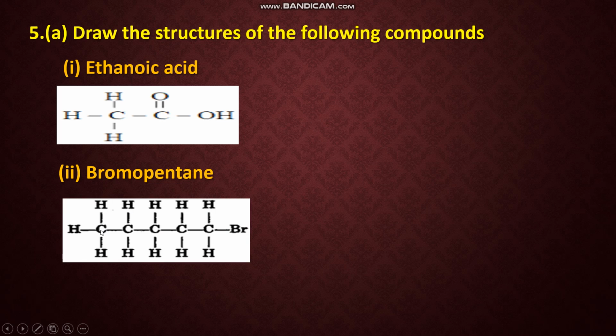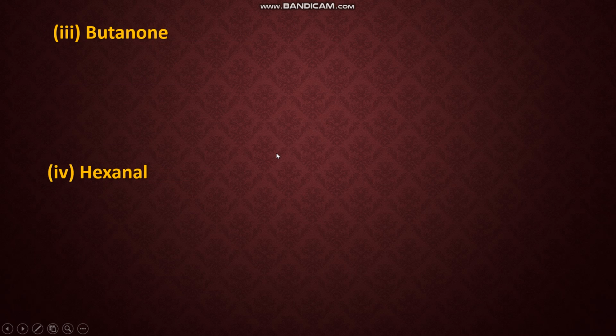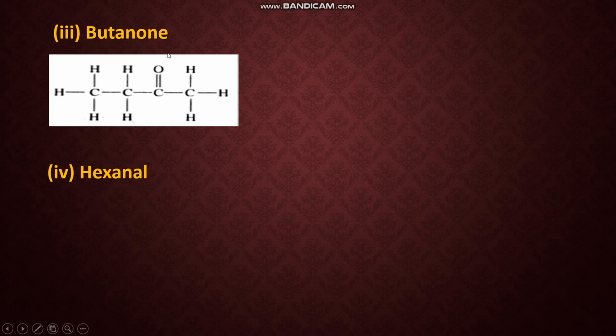Bromopentane. Pentane means 5 carbon atoms and bromo is a functional group. One carbon is attached to the functional group Br, and the remaining valencies are satisfied with hydrogen. Next, butanone. How many carbon atoms? 4. And ONE means one carbon you make as a CO group. Don't make the end carbon a CO group, because a ketone will always be present in between 2 carbon atoms. Either this you can make CO or this you can make CO, anything.